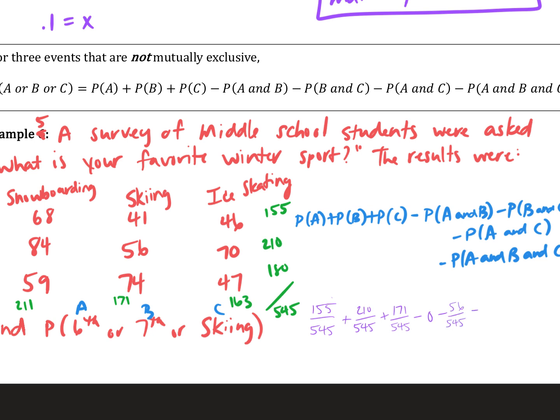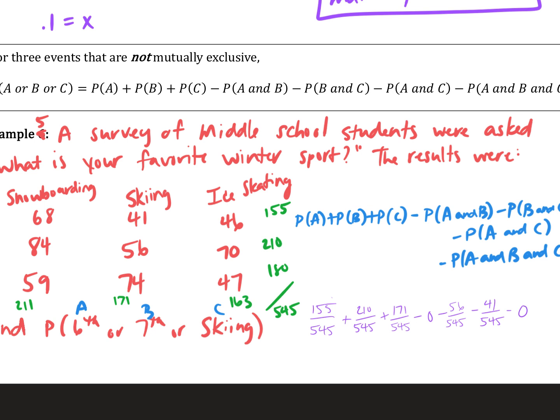Okay, how about 6th grade and like skiing? Would it be 210, or how do you know it's not 56 out of 210? Right. It's out of everything. Good question. So what's the probability they're in 6th grade and like skiing? 41 over 545. And then what's the probability they are in 6th grade and 7th grade and like skiing? 0, because again, you can't be in 6th and 7th grade.